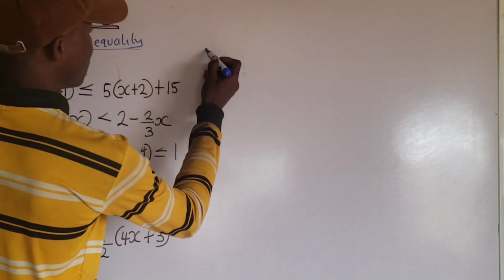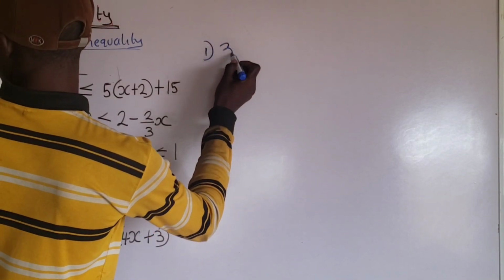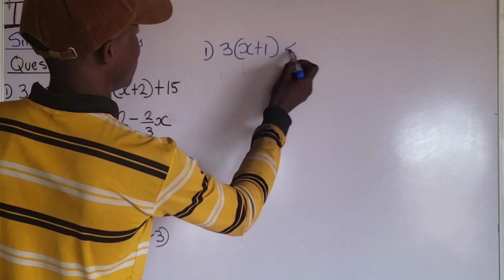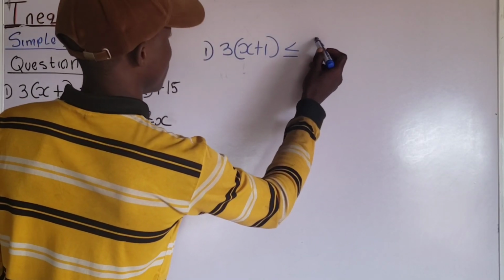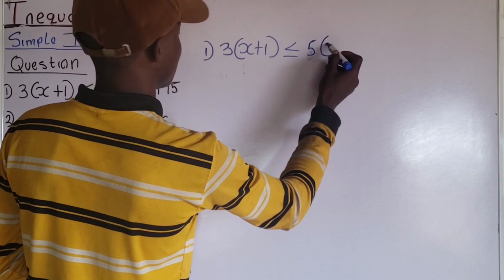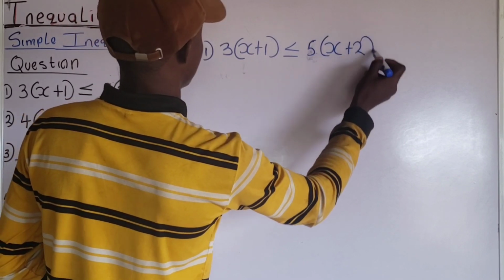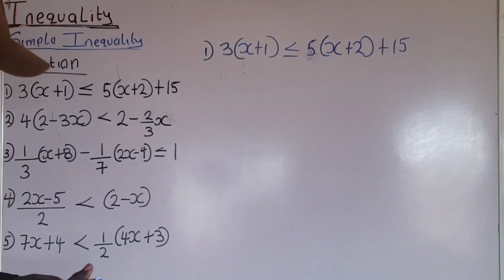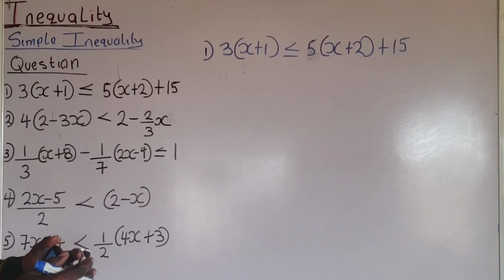We have 3 into brackets x plus 1 is less than or equal to 5 multiplied by x plus 2 plus 15. Okay, so how do we solve this question? To solve this inequality, all you have to do is deal with the parentheses. You just have to simplify it like a normal equation.